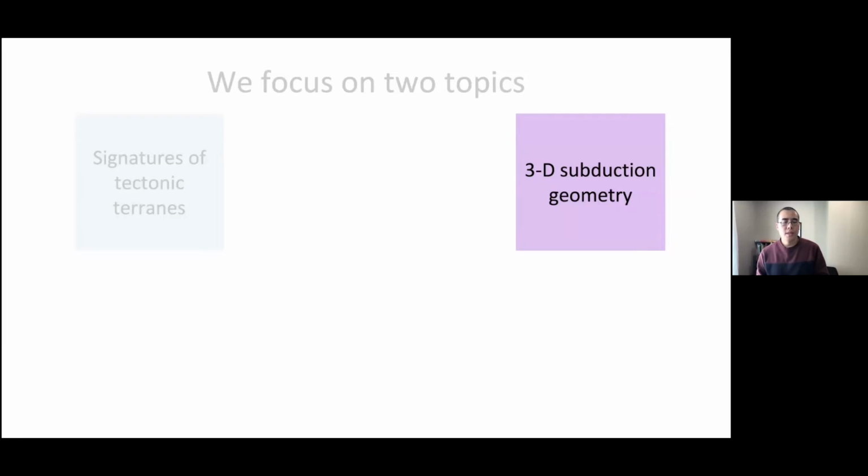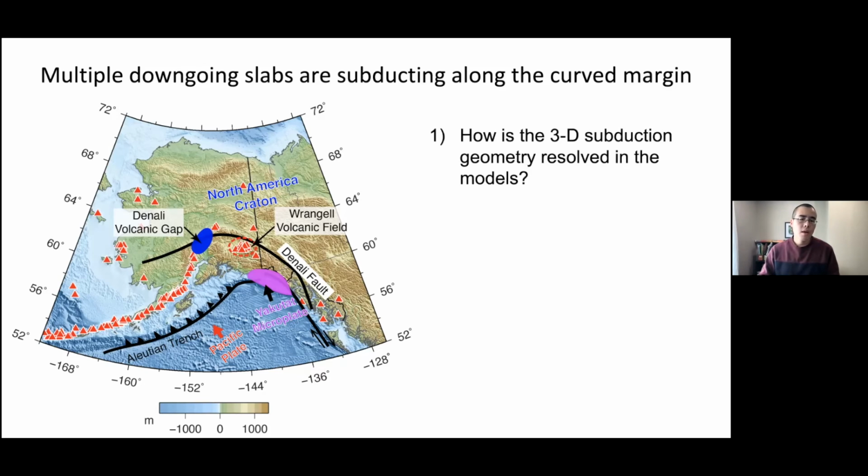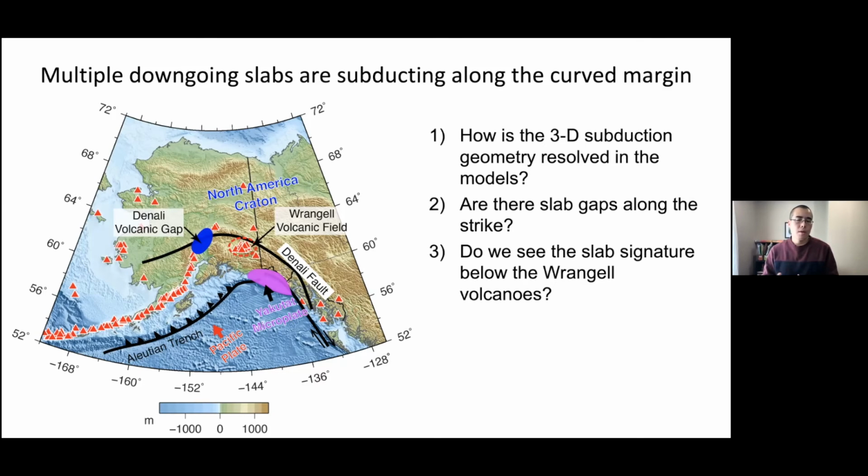The second topic we want to show today is 3D subduction geometry. In Alaska, there are a lot of complicated subduction-related structures. We have the Pacific plate subducting to the northwest and the Yakutat microplate subducting to the northwest as well. They both are subducting beneath the North American continent, at a curved margin, and they have complicated histories and structures. We want to check whether we are able to resolve the 3D slab geometry and the gaps between slab segments, and whether we see any slab signature below the Wrangell volcanoes.